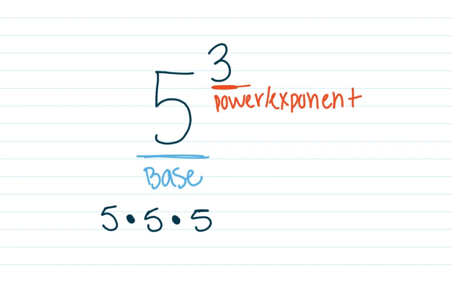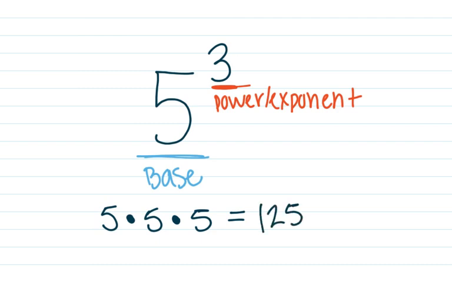So the base is the number that you are multiplying by, and the 3 is how many times you're multiplying that number. Otherwise, it's known as its power. So the bigger that exponent is, the more power or value your answer is going to have, because that number is going to be repeating more and more and more. So for example, 5 to the third power equals 5 times 5 times 5, which all of that equals 125.